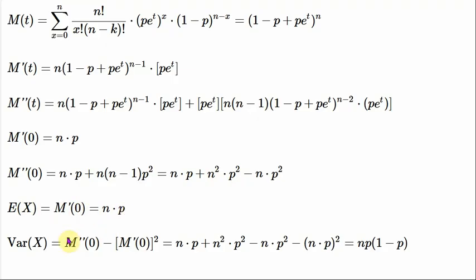The variance of x is going to be the second derivative at t equal to 0 minus the first derivative at t equal to 0 squared. So this is the second derivative at t equal to 0, and then minus np squared. And we end up with n times p times 1 minus p. So this is for the binomial distribution.